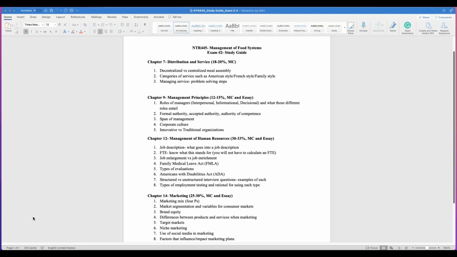Job enlargement versus job enrichment. We did talk about this briefly in class. Job enlargement, essentially giving you more duties, responsibilities. Job enrichment is providing opportunities for growth, for maybe learning new material, going to a conference, things like that.